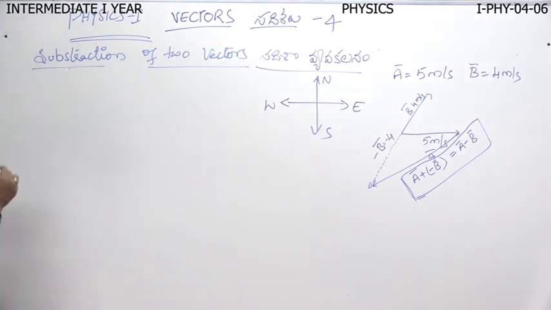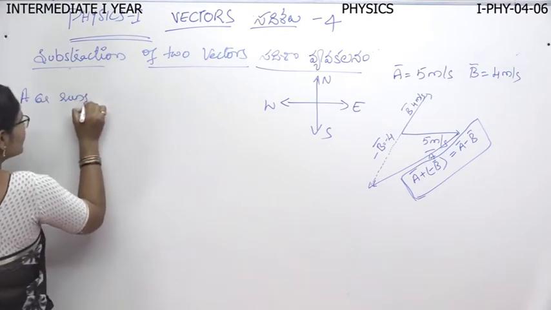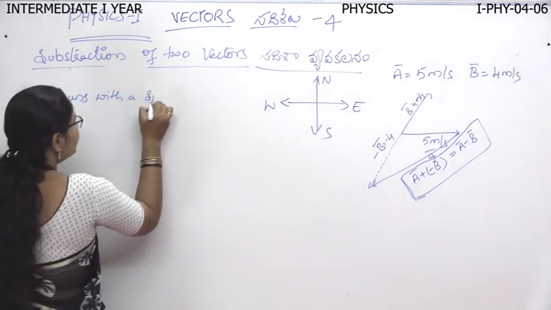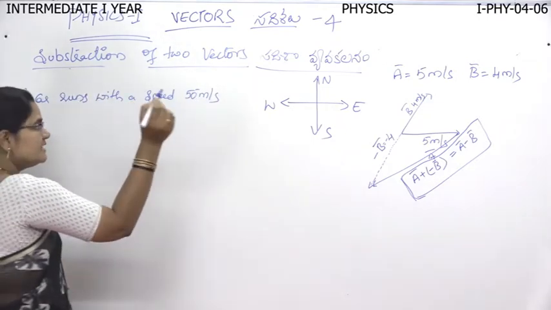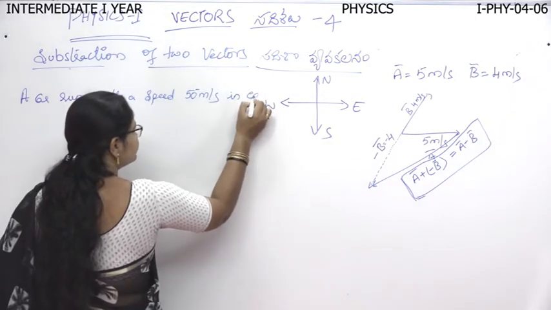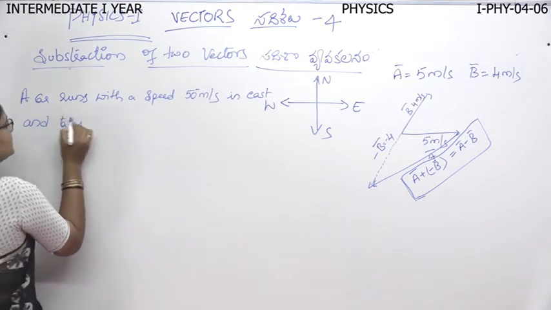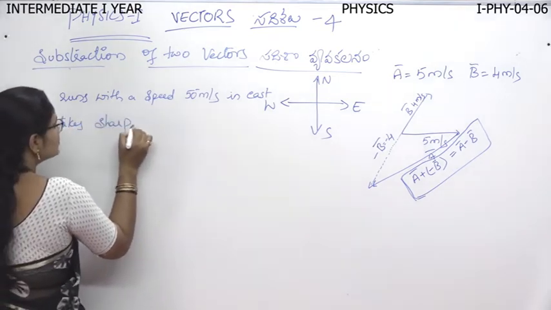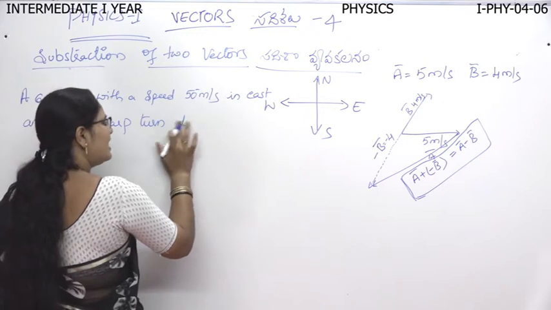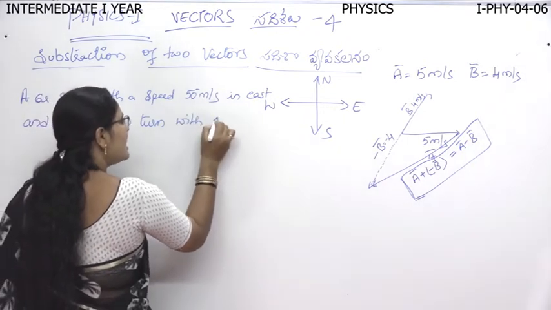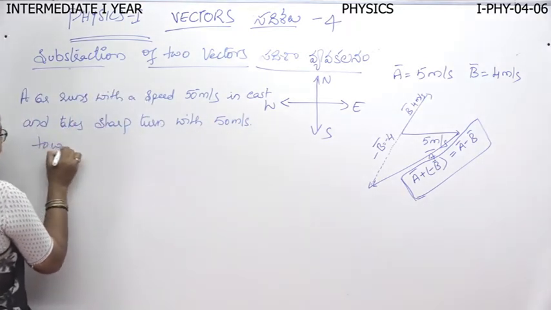For example, a car runs with a speed of some 50 meters per second, 50 meters per second in east. And then it takes a sharp turn, same with the same magnitude of 50 meters per second towards north.